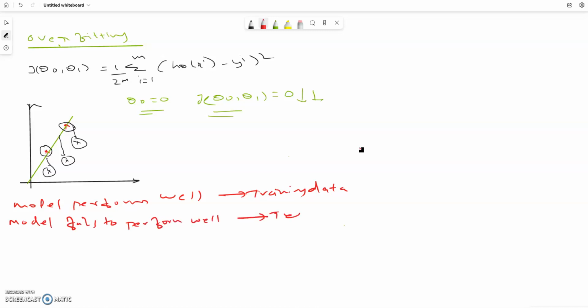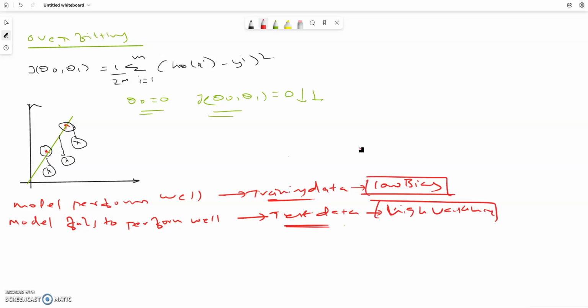with test data. When we are talking about the training data, we are talking about the bias. Here we have low bias. When we are talking about the test data, we are talking about the variance. Here we have high variance, right? Low bias and high variance will give the problem of overfitting.